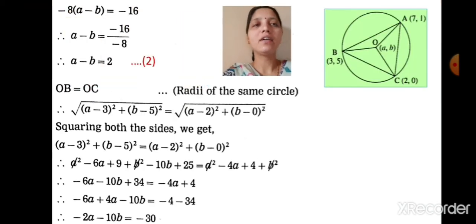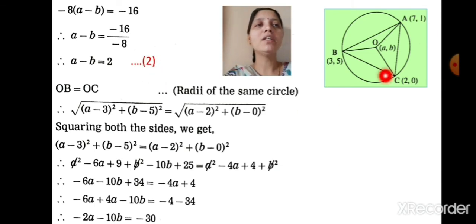Now you have to take out minus 8 as a common factor. So you will get minus 8 into (a minus b) is equal to minus 16. Therefore, shift this minus 8 to the other side. a minus b is equal to minus 16 upon minus 8. You will get therefore a minus b is equal to 2. Write this equation as equation 2.